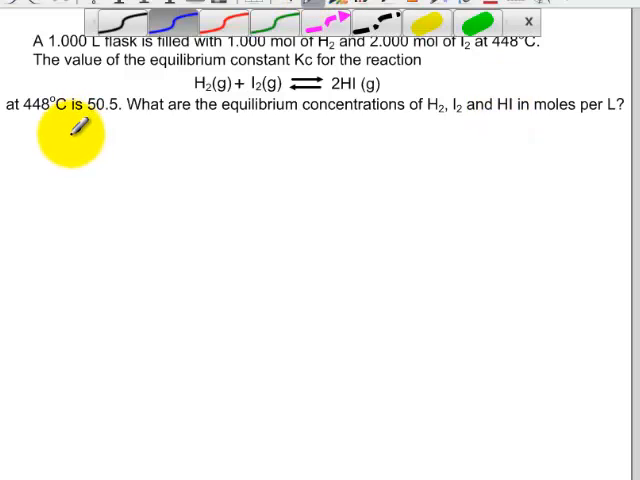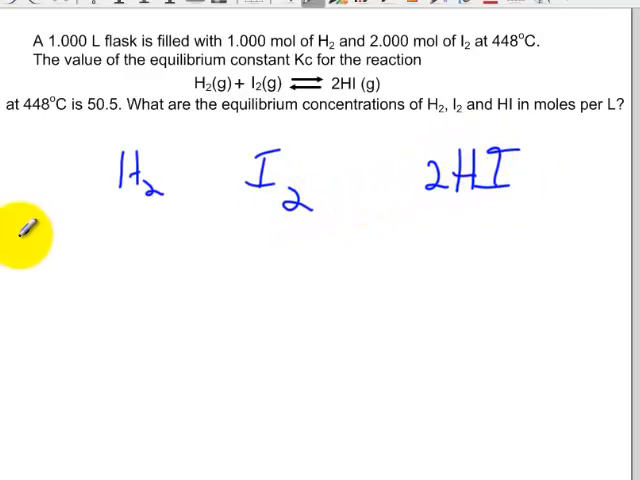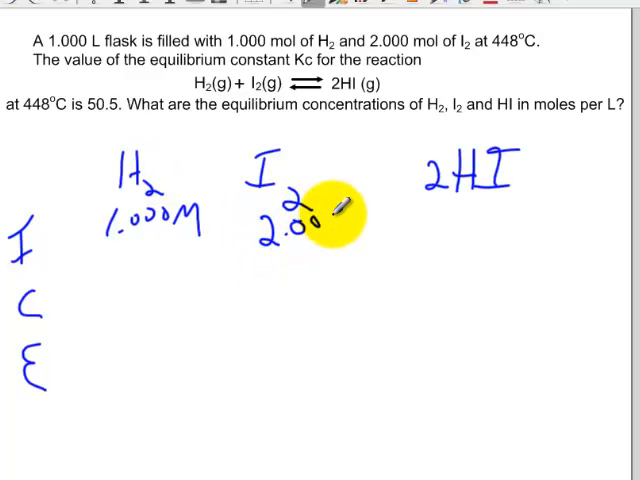So the first thing we need is an ICE box. H2, I2, 2HI. What do we know? We know initially we have 1 molar of H2 and we have 2 molar I2. And we have no HI. All they did was put H2 and I2 in the beaker and wait for it to reach equilibrium. But they didn't tell us, like they did before, the equilibrium value of the product. Now this time we'll have to think about that a little more.